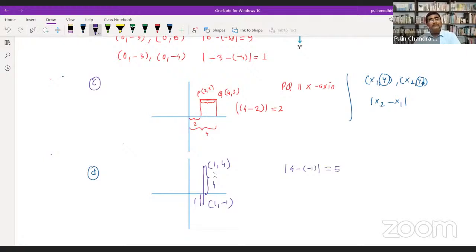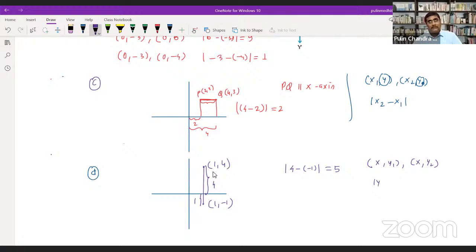That is simply the difference between the y coordinates. So what we can find here? Here the x coordinate will remain same. So whenever x coordinate is remain same, you can get that the line joining the points will be parallel to y-axis.